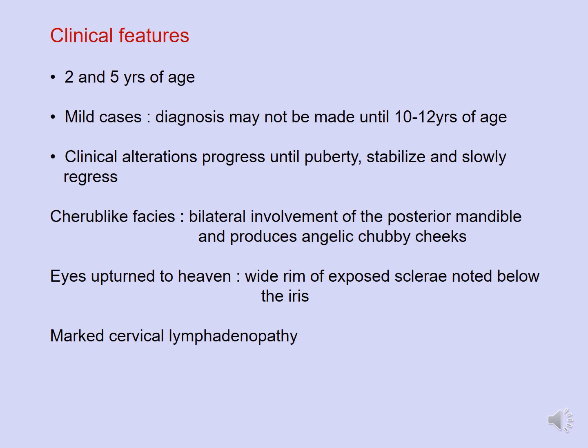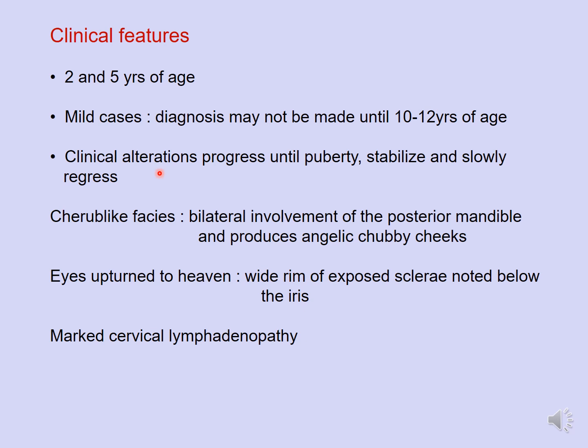So the clinical features of cherubism: patients usually are in the age group of 2 to 5 years. In mild cases, diagnosis may not be made until 10 to 12 years of age. Clinical alterations progress until puberty, stabilize and slowly regress. So as I told you, this is described as a developmental lesion. So generally after the growth phase is over, it's believed that these lesions regress in size.